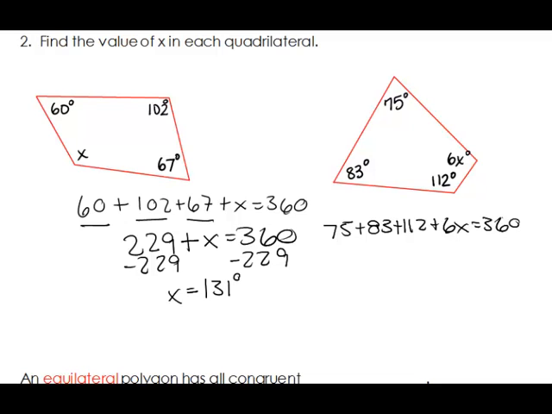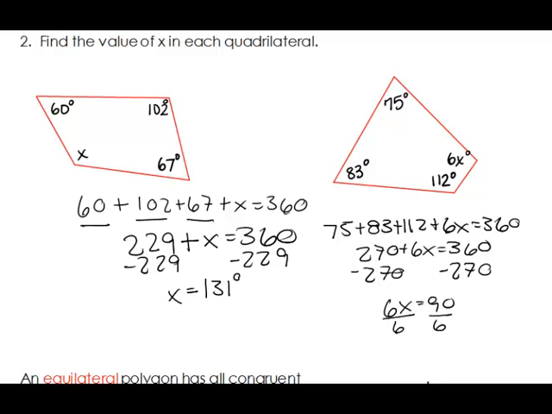Okay, and then from there, combine like terms. 75 plus 83 plus 112, that all adds up to 270, plus 6x equals 360. And then I can subtract that 270 from both sides, and end up with 6x equals 90. And all I've got to do is divide by 6 on both sides, so x equals 15. Okay, so for the second quadrilateral, x equals 15.